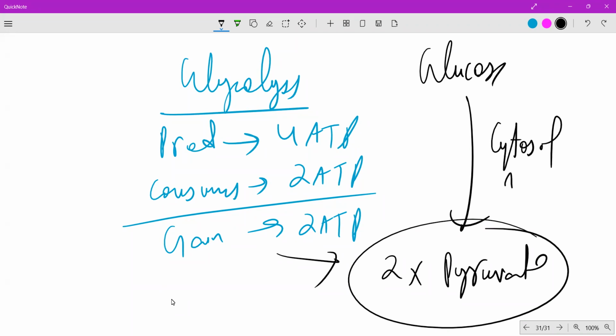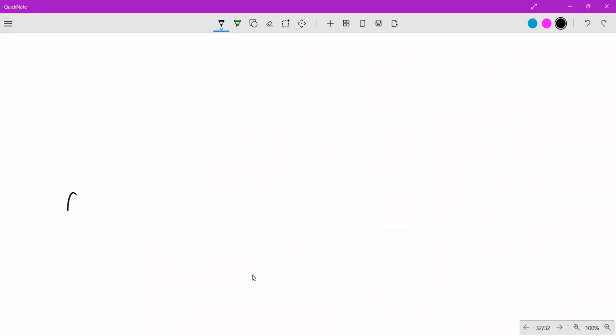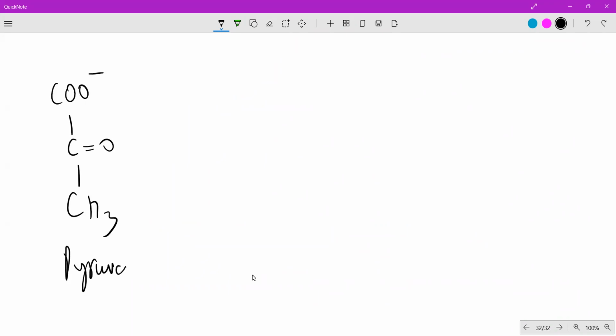Cytosol. We get the ATP in the cytosol. Look at the pyruvate. This is pyruvate: CH3, C double bond O, COO negative. This is what a pyruvate is, which is a 3-carbon compound. Where is it lying? This is in the cytosol.